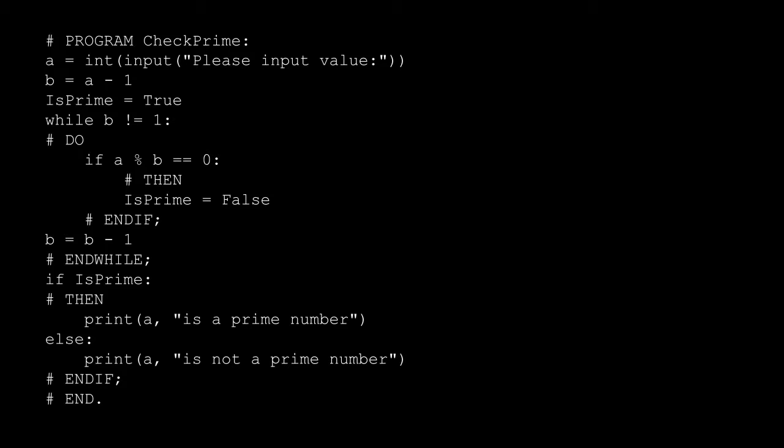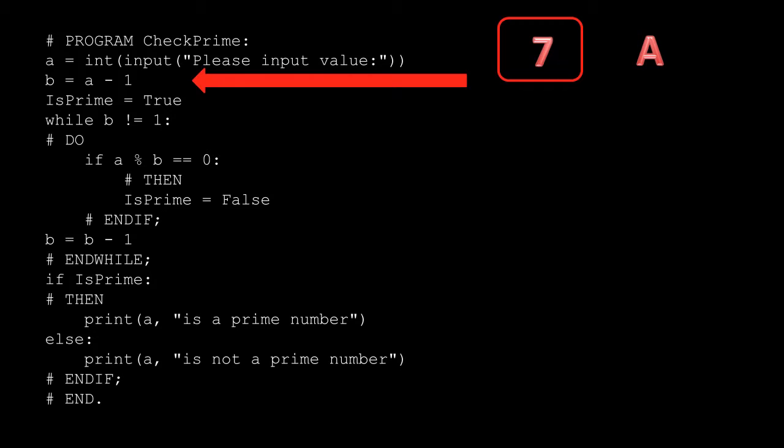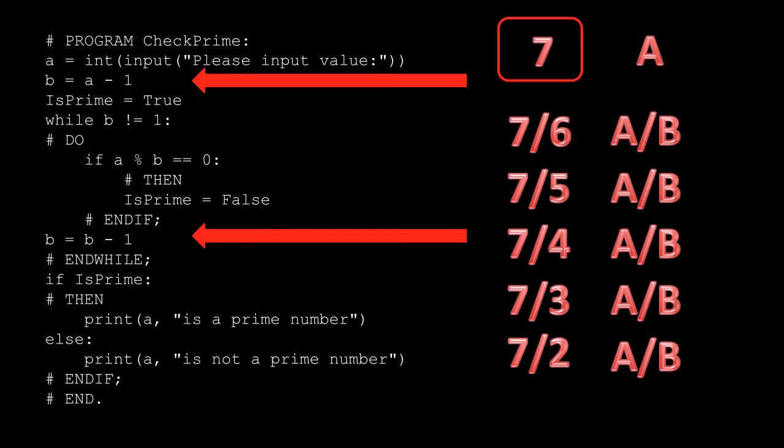So we start off, let's say for an example, if we said A was 7, then B is 6. The first time around the loop, then it's 5, then it's 4, then it's 3, then it's 2, and then it stops. So that's what the A divided by B or A percentage B thing is doing. It's essentially dividing every value less than 7, greater than 1 in.